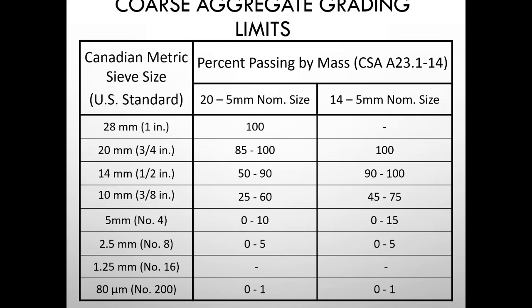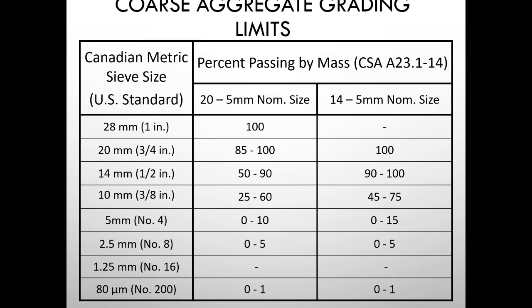The previous slide were grading limits for fine concrete aggregate. This slide shows two typical size ranges. CSA has various size ranges for a coarse concrete aggregate. In this slide, we can see that there's a size range of 20 millimeter to 5 millimeter and 14 millimeter to 5 millimeter. Those are the ranges of the aggregates. And you can see that grading limits change. Some of them are coarser, some of them are finer.